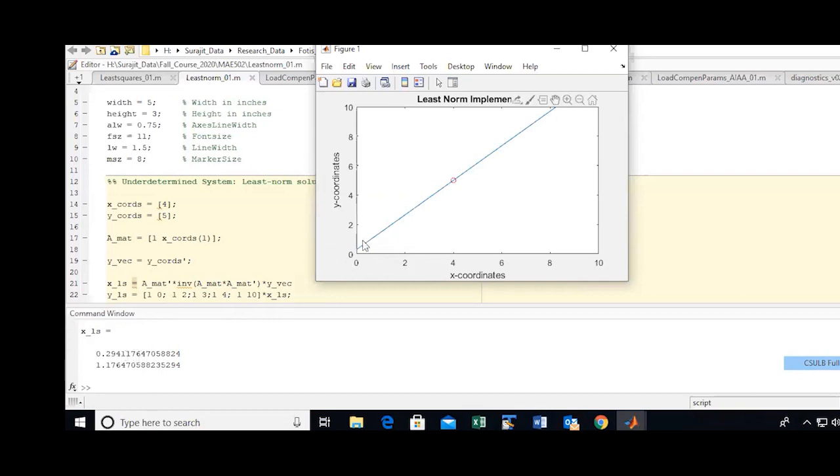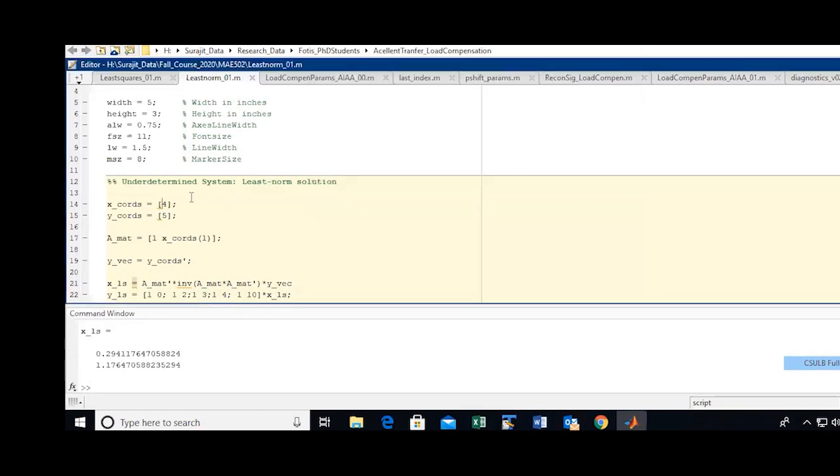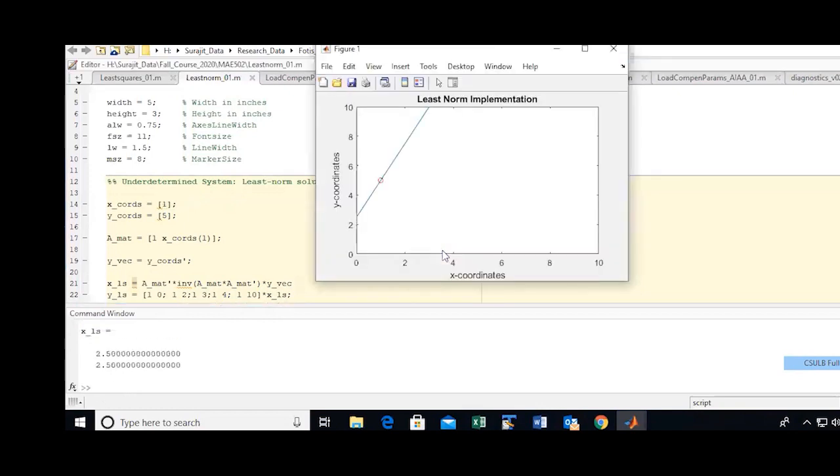Minimum length means not the length of this line, but the length of this specific unknown vector which we are solving for. So if I change these points to, let's say, 1, 5, you will see that the line will change, and you have different values of c and m. Out of all possible infinite possibilities, this is the one that will give you the least norm solution.